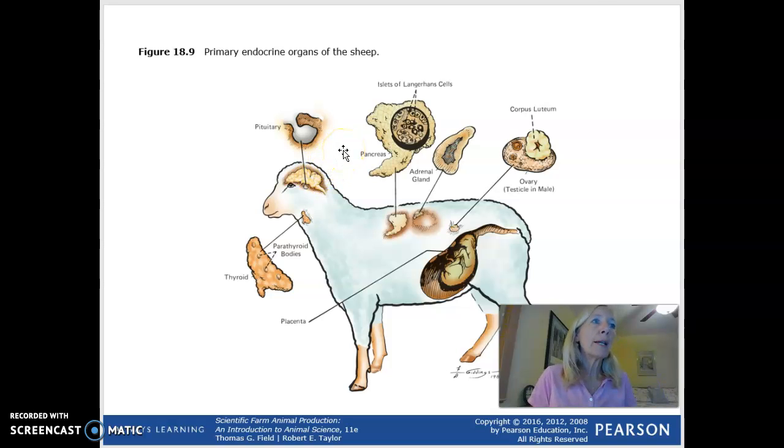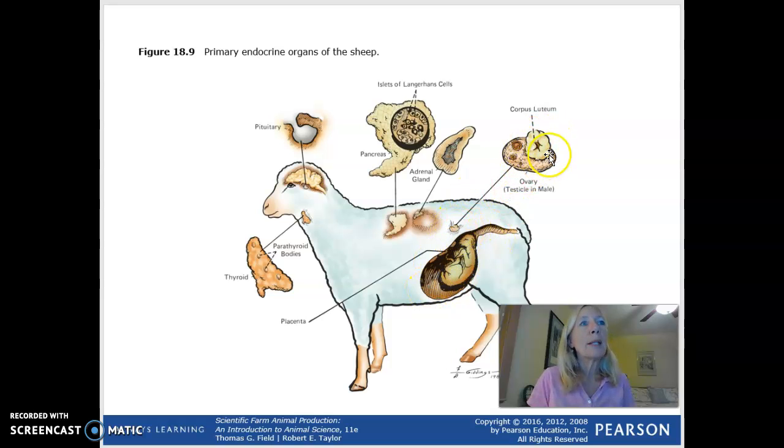The pancreas is the organ that produces insulin, and that's produced in the islets of Langerhans. So that is part of your endocrine system. Your adrenal gland is located kind of on top of your kidney, and that produces epinephrine. And this is the ovary, part of the reproductive system.